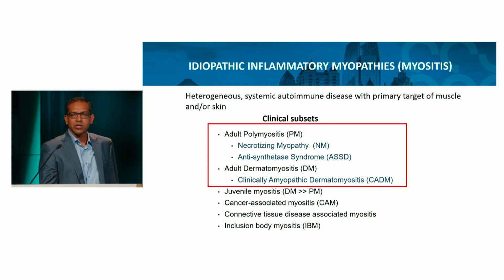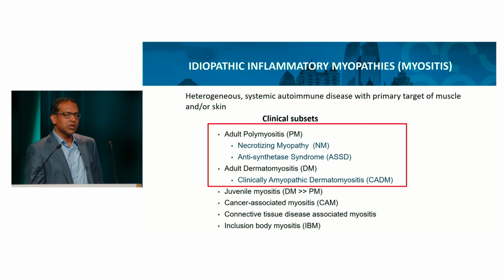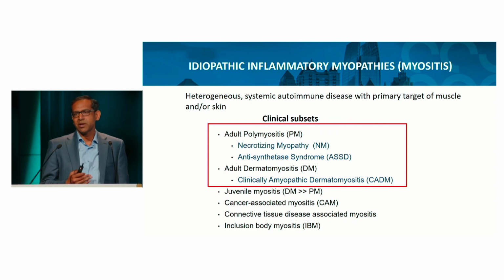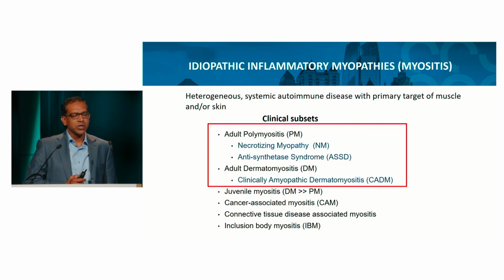Also juvenile myositis, which is mostly juvenile dermatomyositis; cancer-associated myositis, which is also mostly cancer-associated dermatomyositis; and some connective tissue diseases associated with myositis. For example, scleroderma or lupus may have an association with myositis. And last but not least is inclusion body myositis, where I think we have the biggest challenges, but I will not talk about those in this talk.